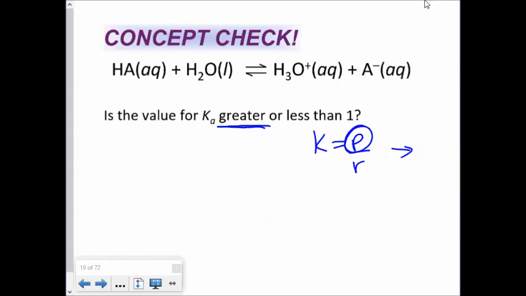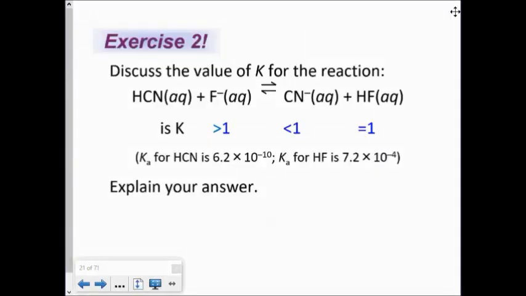Once again, just using that generalized conceptual products over reactants, if it lies on the product side, K has to be greater than 1. And since we're talking about acids, it's Ka. Let's look at a particular example where we have a couple things going on. We have two sets of species, two conjugate acid-base pairs, in this reaction. We're going to discuss the value of K for the reaction.